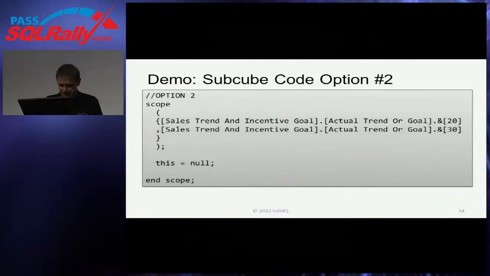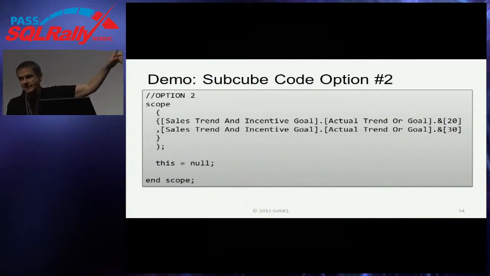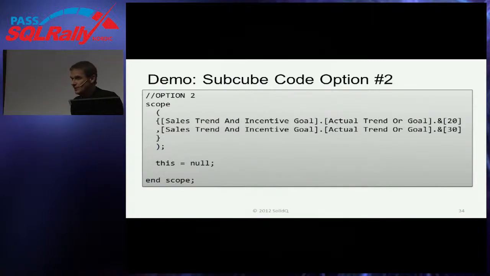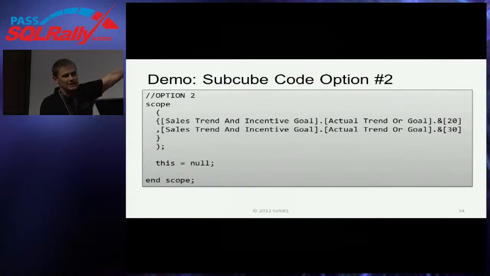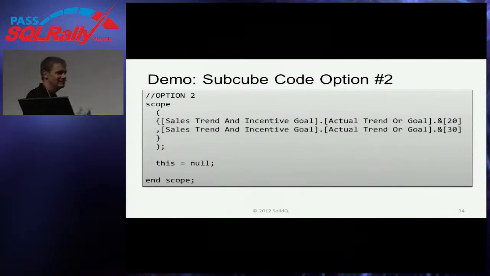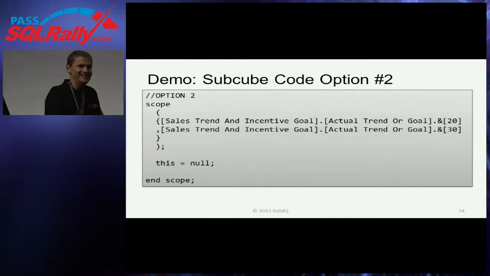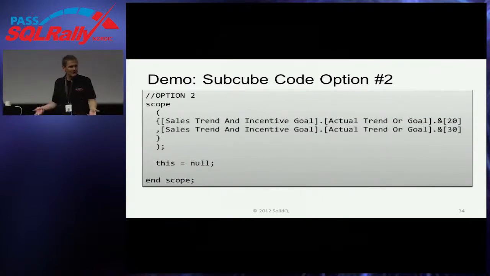The alternative syntax like this says, we're going to start by creating a scope. And this scope is another word for a subcube, a portion of a cube. We're going to slice the cube in a particular way. In this case, we're going to slice it on where this calculation hierarchy is at value 20 or 30, the two calculations. And then we have this funny little statement that says this equals null. And what this means, in this case, is whatever scope that I'm in.